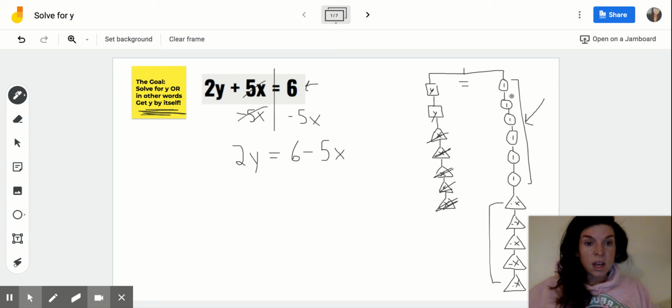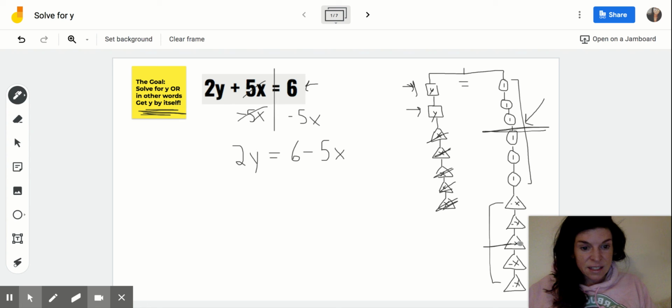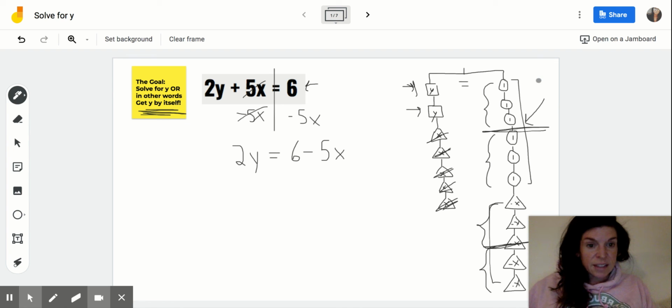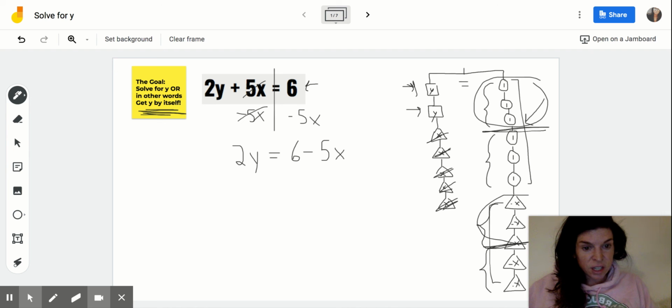So picture this. Our ones are our mashed potatoes. Our x's are our chicken nuggets. My sister and I need to get the same amount of both. So we're going to divide the ones, the mashed potatoes, in half, and we're going to divide the x's in half. So I get half the nuggets, and she gets half the nuggets. I get half the mashed potatoes, she gets half the mashed potatoes. So each of us gets 3 mashed potatoes and 2.5 chicken nuggets.